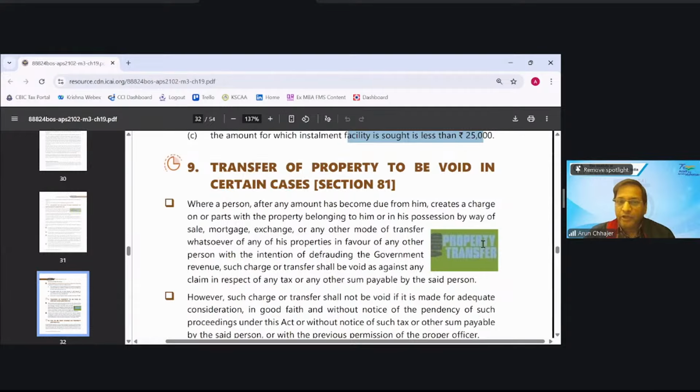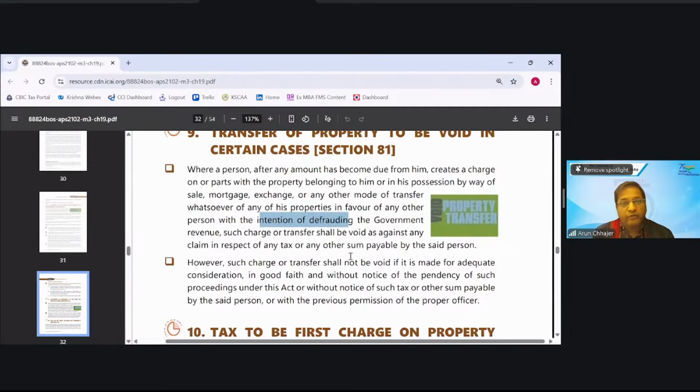Transfer of property to be void in certain cases. Section 81 says that where a person, after any amount has become due, creates a charge on or parts with the property belonging to him or in his possession by way of sale, mortgage, exchange, or any other mode of transfer whatsoever of any of his property in favor of any other person with the intention of defrauding the government revenue, then जो वो transfer है वो ट्रांसफर आपका void हो जाएगा. Such charge or transfer shall be void against any person.